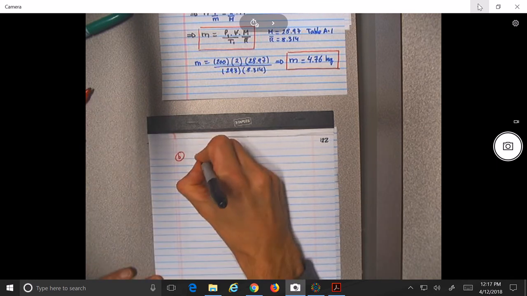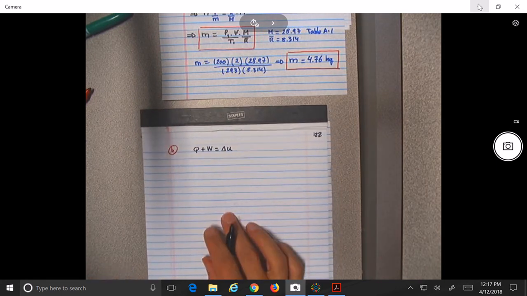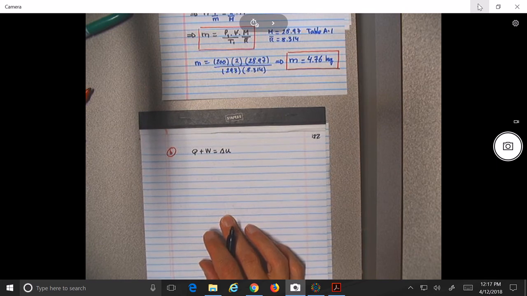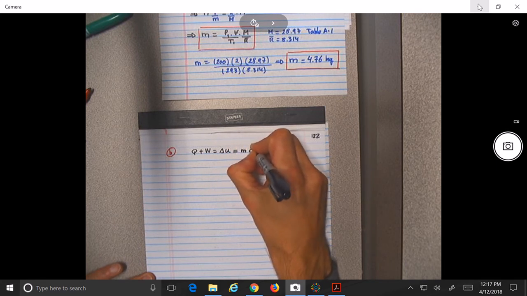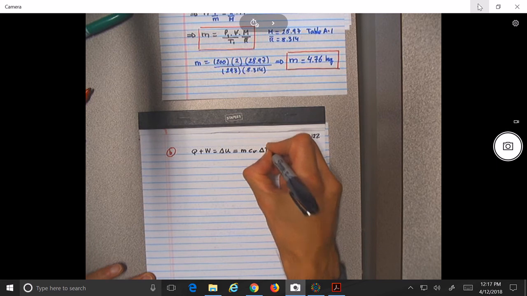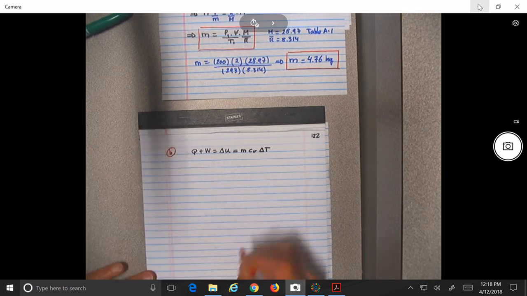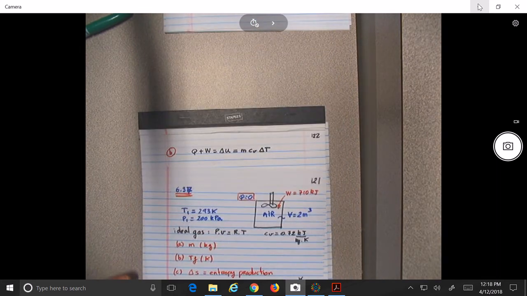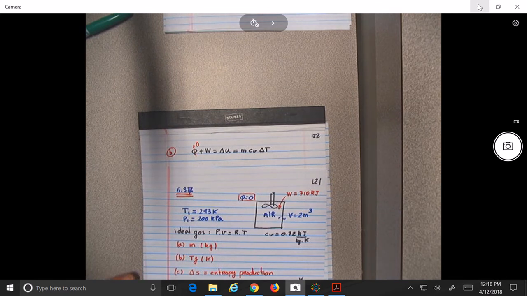We have Q plus work equal change in internal energy. Since the air does not change state, we can say delta U is equal to what? mCV delta T. Now, is there any heat in the system? You see, everything comes from the figure. Is there any heat? Is there work? Yes, so we need to keep it, okay?